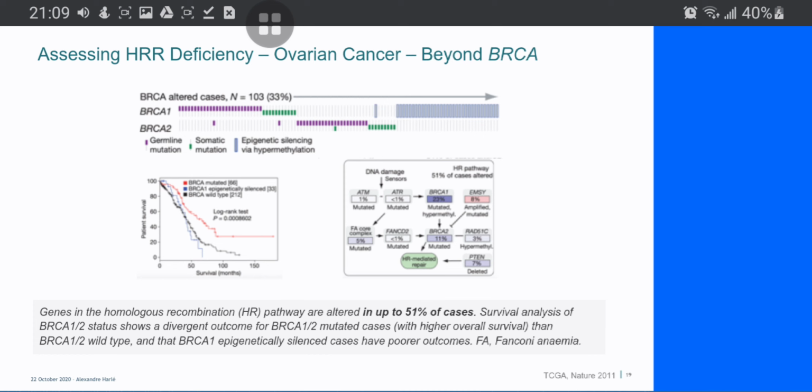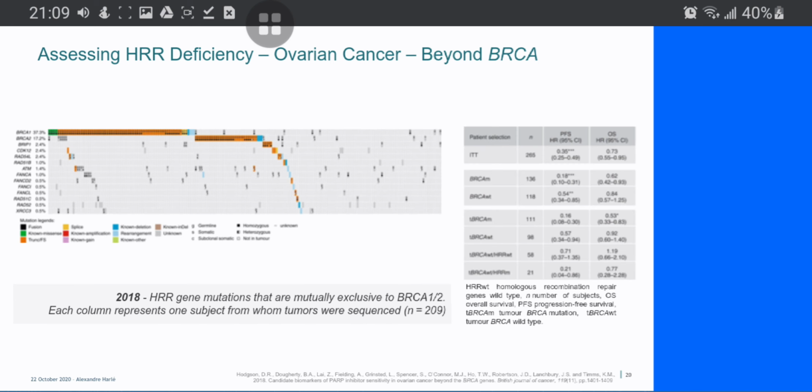Then in this paper published in the British Journal of Cancer in 2018, we can see HRR gene mutations that are mutually exclusive to BRCA1 or 2. And in this slide, you can see each column is one patient, and 209 patients were involved in this study. What is really interesting is the table on the right.